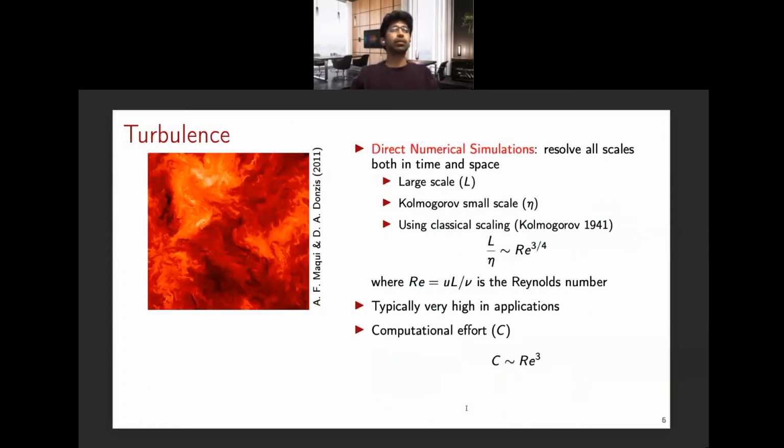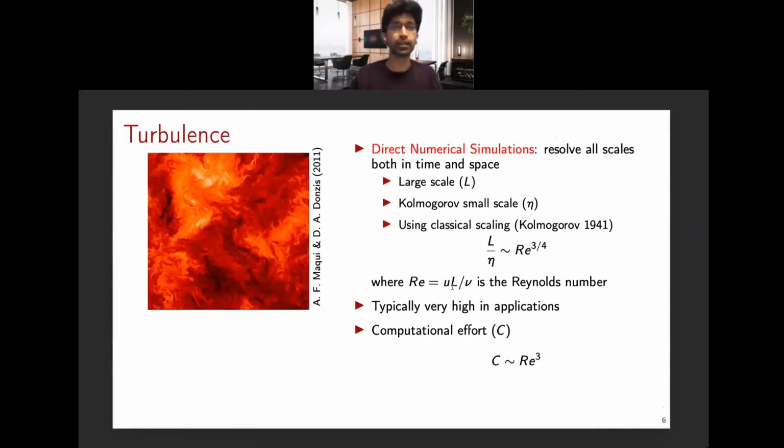Here I want to bring in a brief picture of turbulent flow simulations. What we perform are direct numerical simulations, where we resolve all the scales that are dynamically relevant, both in space as well as time. If you consider the canonical turbulence theory, you have the large scales L and then the smallest dynamically relevant scales, the Kolmogorov scales eta. Using the classical scaling theory by Kolmogorov, the scale separation between the two, the ratio of L over eta, scales as Reynolds number to the power 3/4, where this Reynolds number is based on the integral length scale.